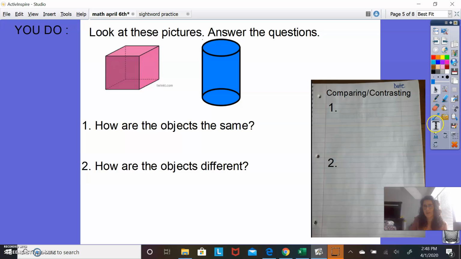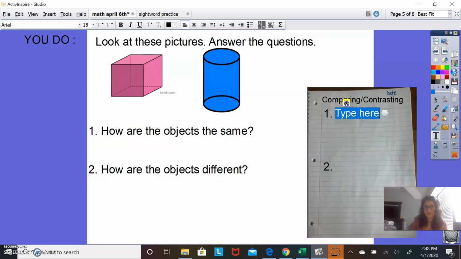So I'm just going to go ahead and do that with you here. As I'm looking at the cube and the cylinder, I'm thinking about the faces, and I'm thinking about the vertices, and I'm also thinking about the edges. How are the objects the same? If I look at these 2 shapes, I know that a cube has a flat surface, and so does a cylinder. Although this portion is curved, the bottom and top faces are flat.